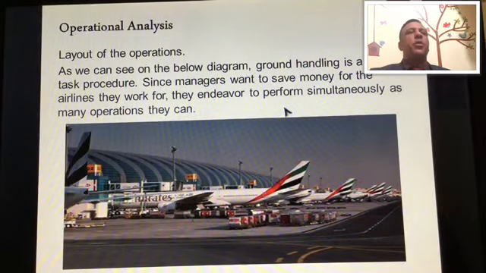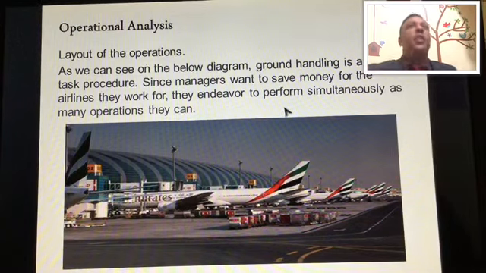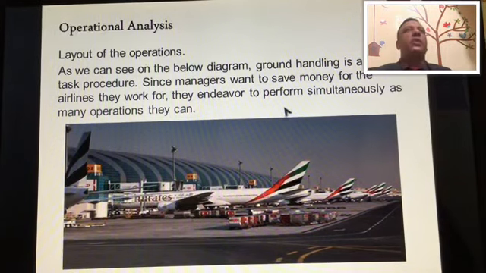As you can see in the diagram below, ground handling is a multi-task procedure. Since managers want to save money for the airline, they have individuals perform simultaneously as many operations as they can. What do you mean by this? This means the airline operations and the layout of the airport.